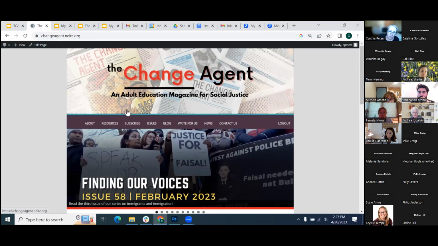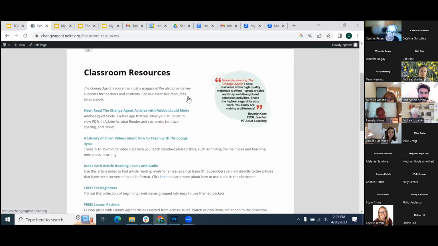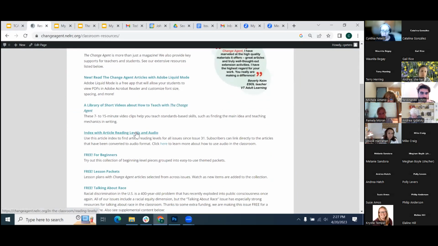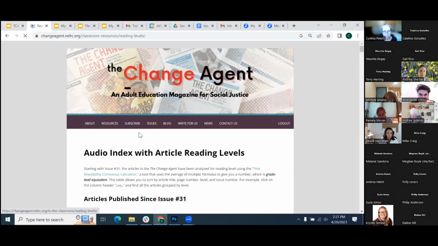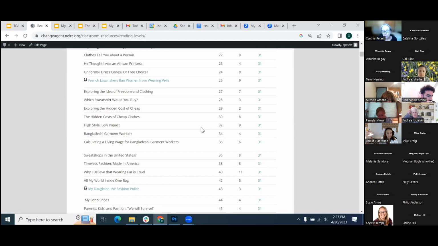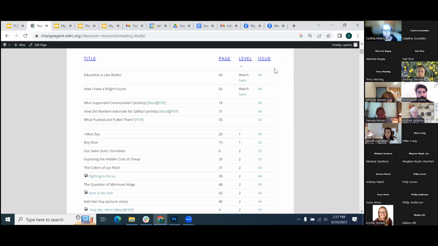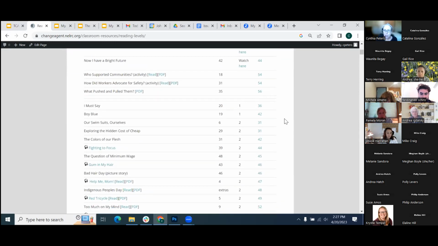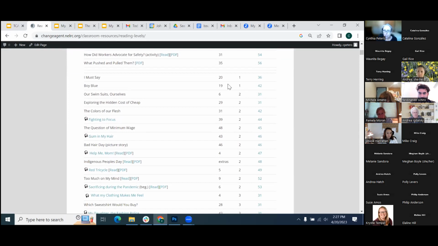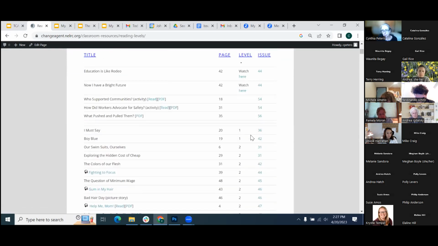So if that's the case, you can go to this resources tab and you can go down to this index with article reading levels and audio. And you can click on that. And you can get to this huge global index of all of our articles, and you can sort it by level. And so now you have a lot more content that is quite accessible. And you have the audio versions clearly indicated with the headset, and they're clickable. Okay, so that's another way to get into the change agent content.